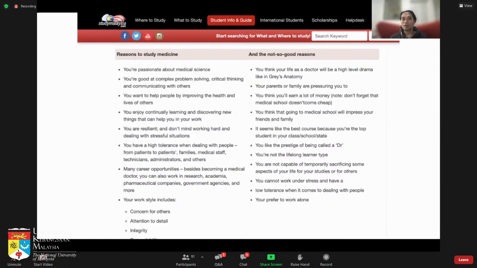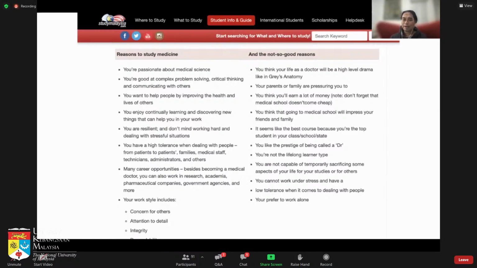But there are also some not very good reasons, like pressure from your peers, pressure from your parents, even pressure from your siblings or from your spouse. And some just wanted to become a specialist because a lot of others become specialists, so they thought the way forward is just to become a specialist.